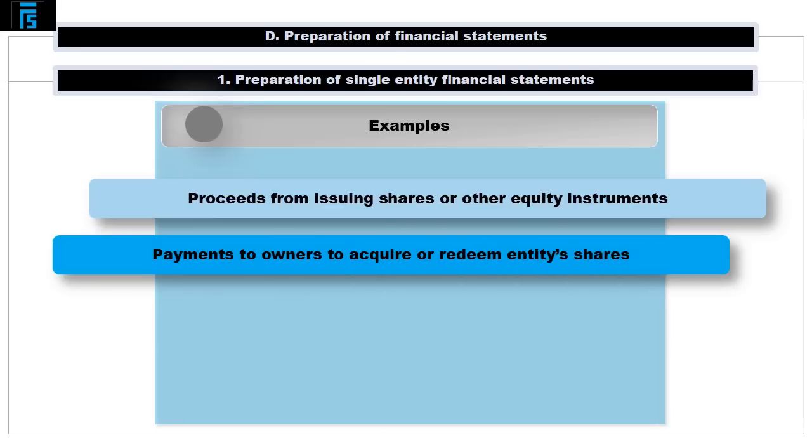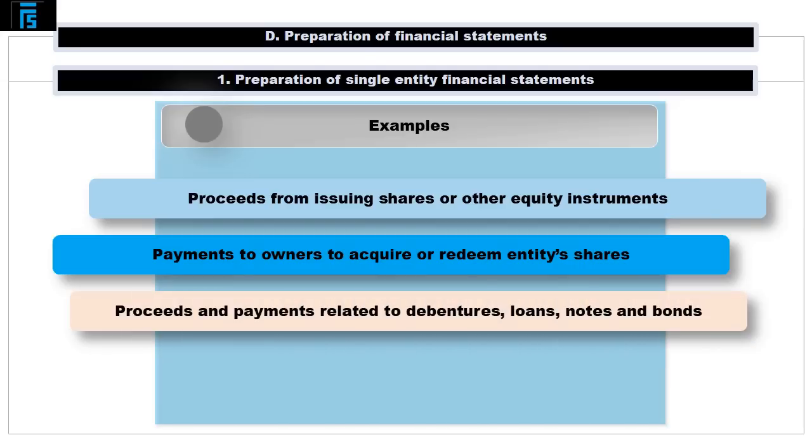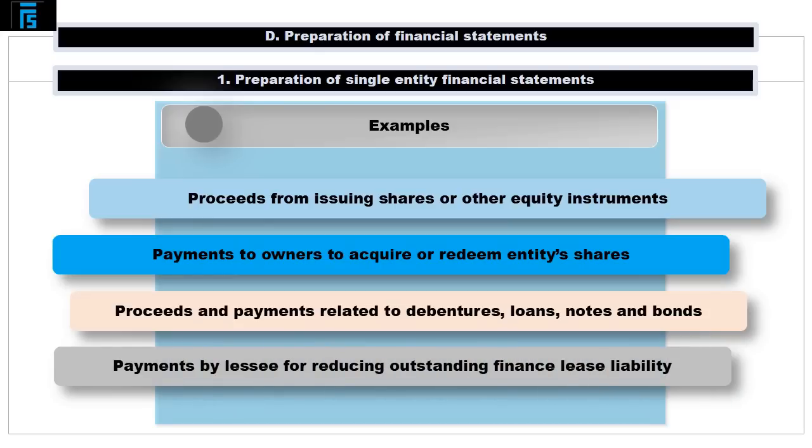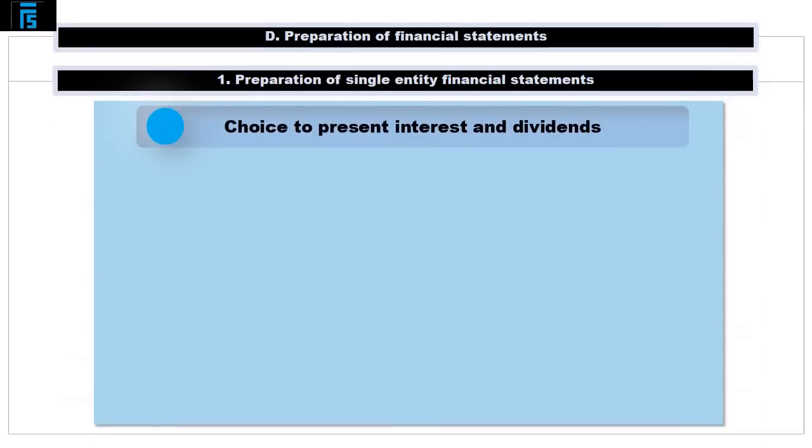Payments to owners to acquire or redeem the entity's shares, for example, as part of share buyback transactions, which are a popular way of returning cash to shareholders and constitute an attractive alternative to dividend payments. Proceeds from issuing and outflows to repay debentures, that is, unsecured debt instruments, loans, notes, bonds, and other short or long-term borrowings. And finally, payments by a lessee for the reduction of the outstanding liability relating to a finance lease.